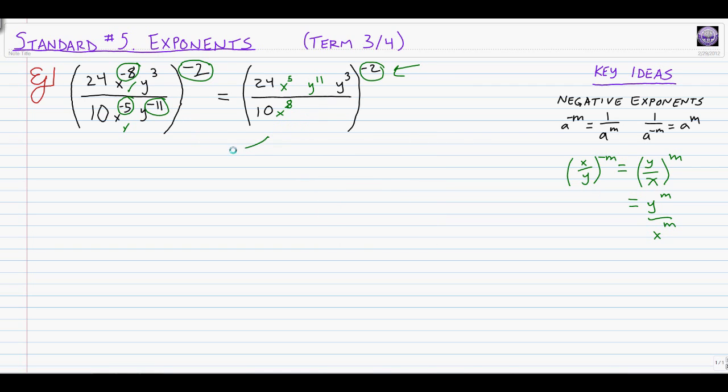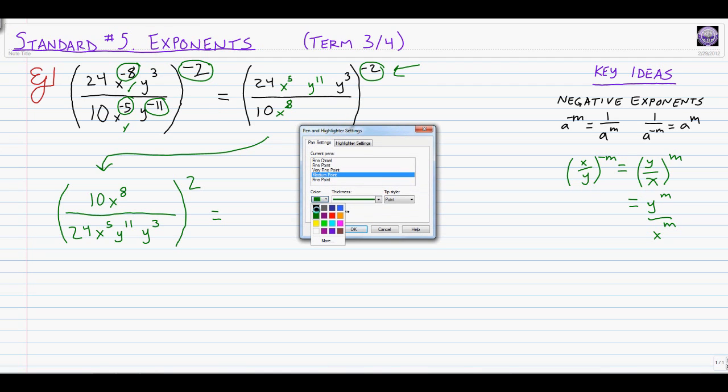So right here, moving on down, since I've got a negative on the outside, I'm going to do that same thing. I'm going to flip the inside, and then I'm going to make that outside exponent positive. So now everything that was on top is going to go down to the bottom. I'm not going to change any of it, I'm just going to move it. So 24, x to the 5th, y to the 11th, y to the 3rd. So notice everything is in green now because everything has changed places because of that negative exponent. What was on the bottom is now on top. So 10, x to the 8th is now on top. We're ready to move on with the problem.